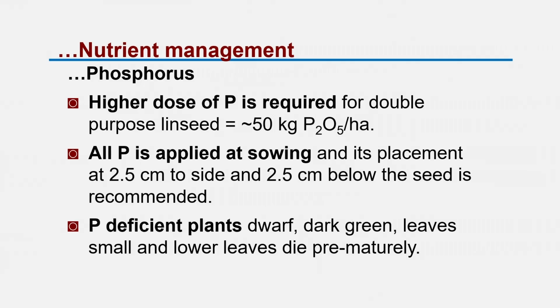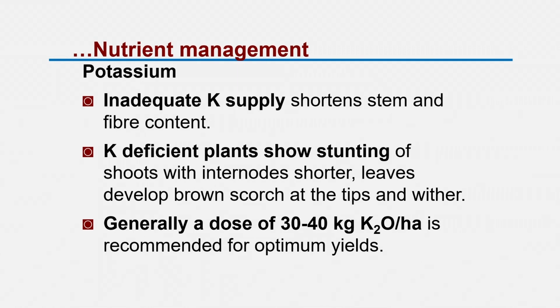P deficient plants are dwarf, dark green, leaves small and lower leaves die prematurely. Now, potassium management. Inadequate potassium supply shortens stems and reduces fiber content. Potassium deficient plants show stunting of shoots with shorter internodes, and leaves develop brown scorch at the tips and wither. So, many times K deficiency can cause severe damage to the crop. Generally, a dose of 30 to 40 kg K2O per hectare is recommended for linseed, and all the potassium should be applied basally.